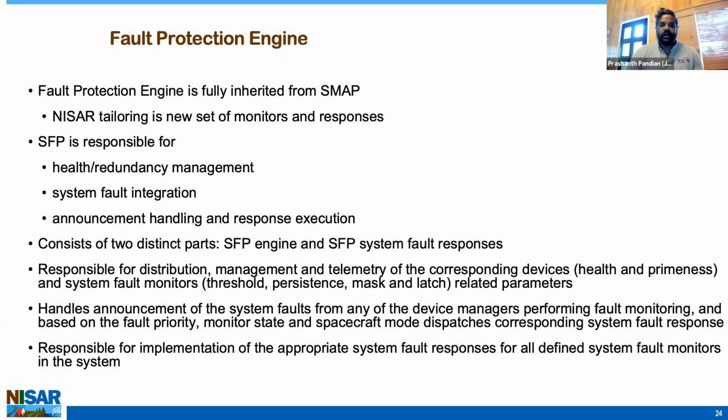The other major high-level component of NISAR is the fault protection engine, which again we were able to completely inherit from SMAP. The way the fault protection engine works is that different modules have different faults that can occur. When those faults occur, they make a fault announcement to the fault protection engine, and then the fault protection engine carries out system level responses. Let's go to the next slide, please.